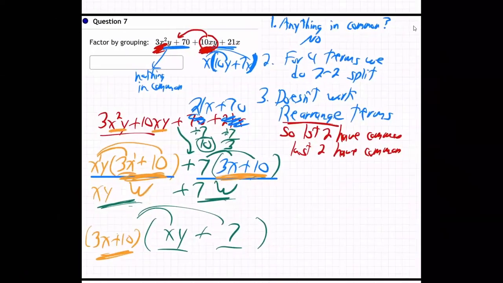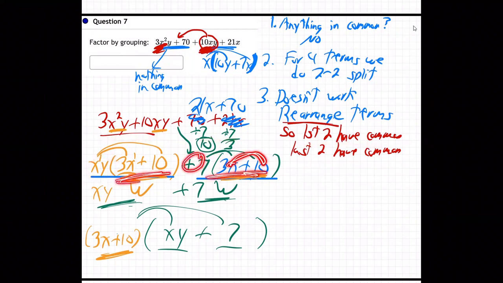So what do we need to do? First step on every factoring problem, is there anything in common to all the terms? We said no, we looked for it, but no. Then for 4 terms, you got to do a 2-2 split. We tried first 2, last 2, but the first 2 had nothing in common. So then we have to rearrange if the first 2 don't work. In a 4-termer, you got to do a 2-2. First 2 have nothing in common, got to rearrange. So I switched the order on the middle 2, so that the first 2 have something in common and the last 2. So now the first 2 had XY, the last 2 had 7. And then I swapped the order here, and they had an exact match.